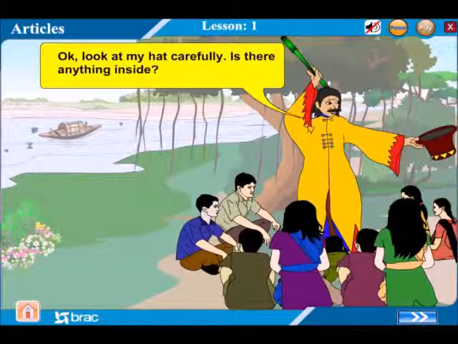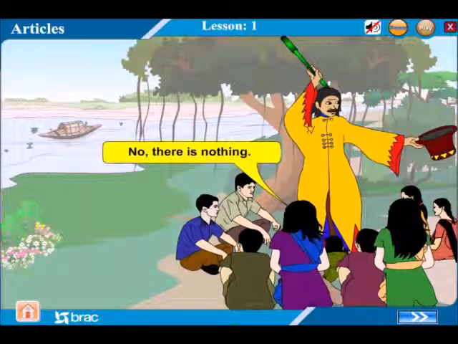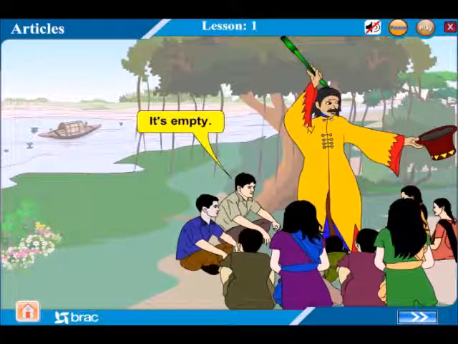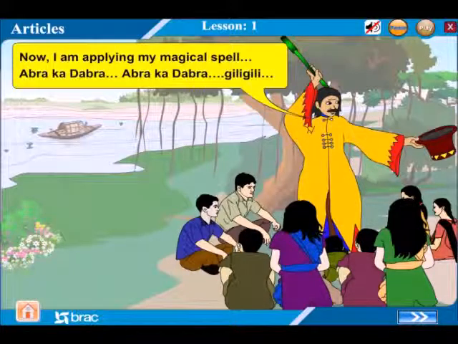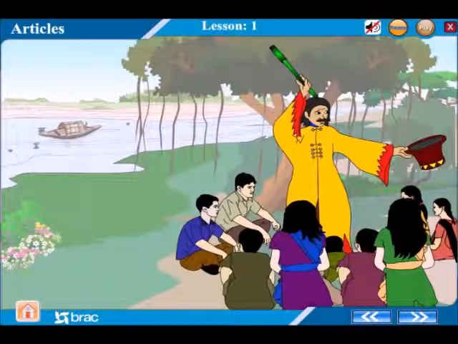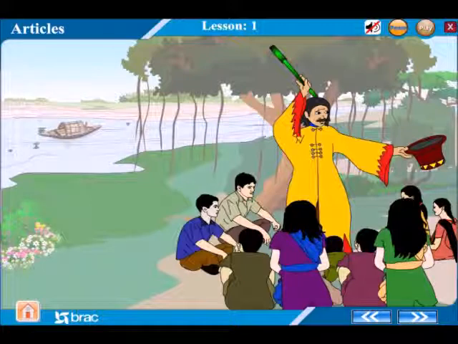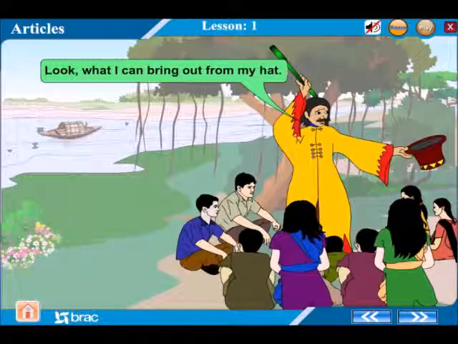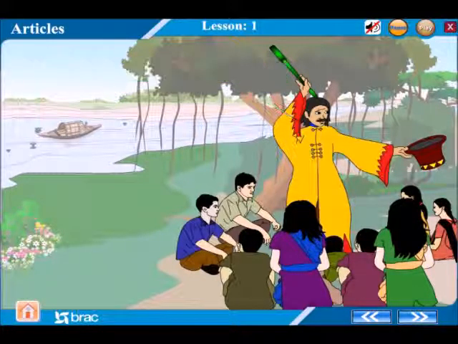Okay, look at my hat carefully. Is there anything inside? No, there is nothing. It is empty. Now I am applying my magic spells. Abracadabra, abracadabra, gilly gilly. Look what I can bring out from my hat.